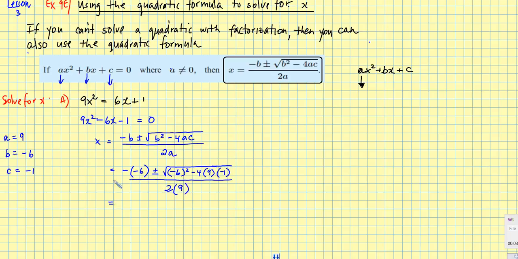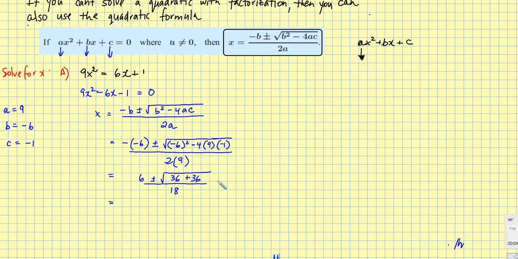Now, when I simplify my value of x here, I get 6 plus or minus the square root of 36, since negative 4 times 9 is negative 36, times negative 1 is positive 36, so that we have 36 plus 36, and that will all be divided by 18. Further simplification gives us 6 plus or minus the square root of 72, all divided by 18.